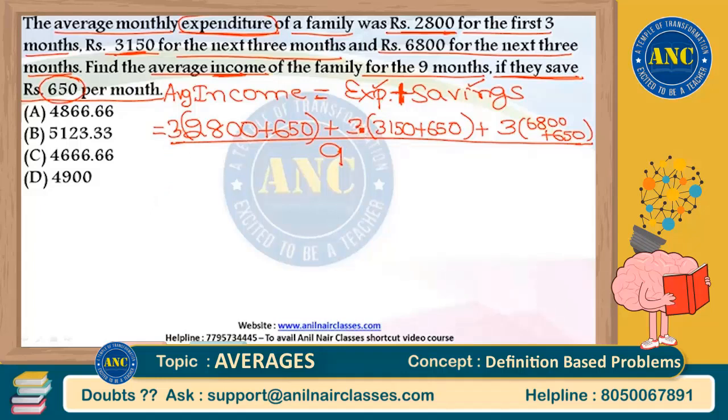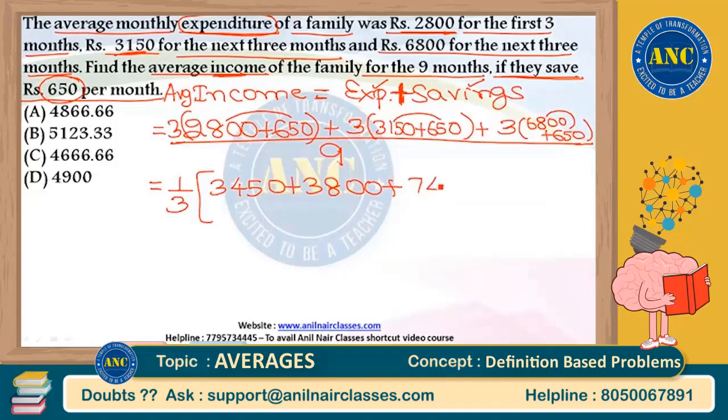3 is here, 3 is here, 3 is here also. If I take the 3 common outside, 3 cancels with this 9 and you are left outside with 1 by 3. Right? 1 by 3. 2,800 plus 650 is 3,450, plus 3,150 plus 650 is 3,800, plus 6,800 plus 650 is 7,450. Whole thing divided by 3.